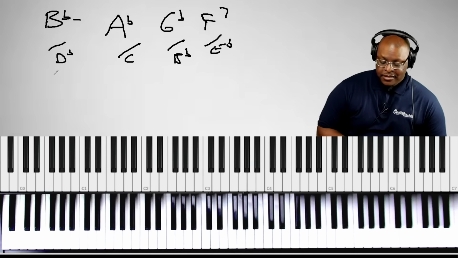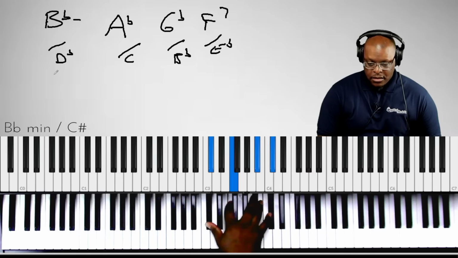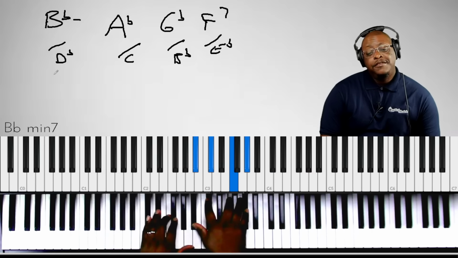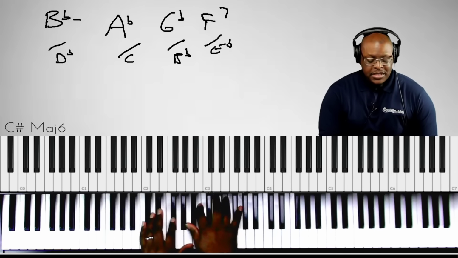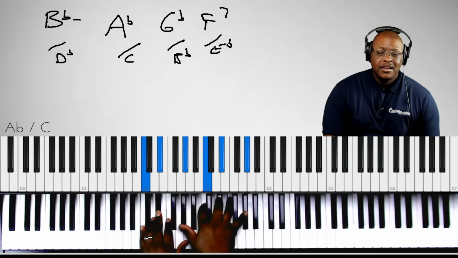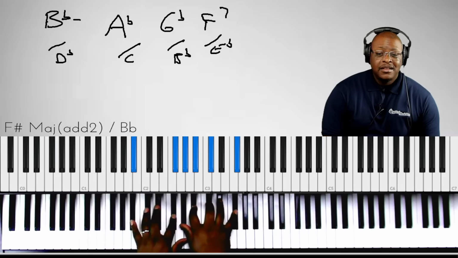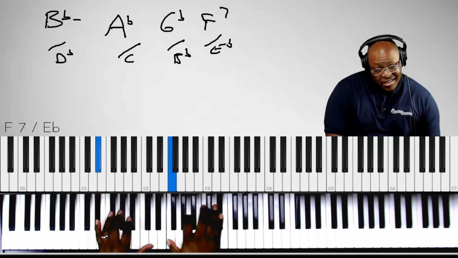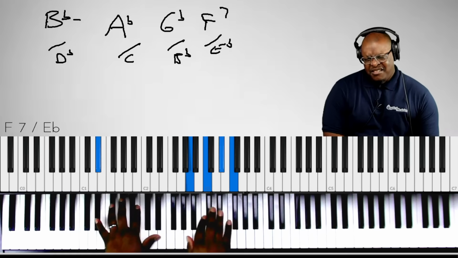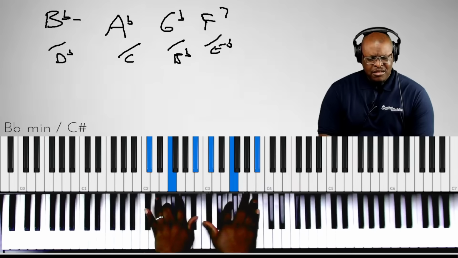So let's hear how this sounds. So B flat minor with D flat on the bottom. A flat with C, G flat with B flat, F7. Ooh.